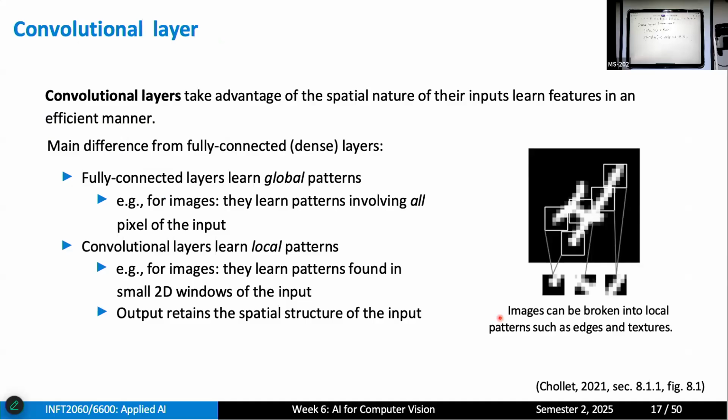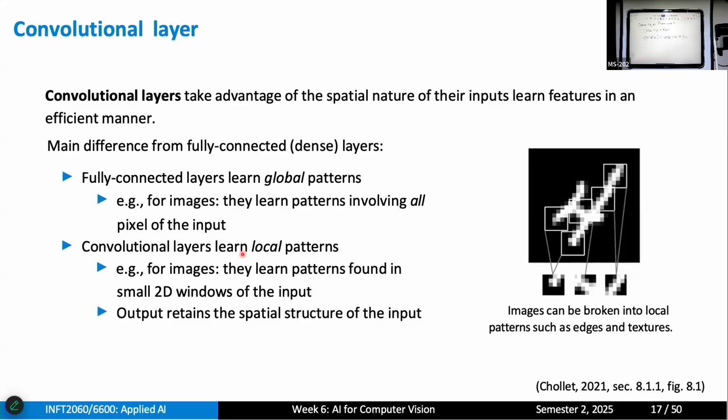The convolutional layer takes advantage of the spatial nature of its inputs and learns features in an effective manner. So it mainly differs from the fully connected layers. The fully connected layer learns global patterns. Global patterns means it summarizes and tries to map it into the labels, right? That's why it's in the dense layer, and that's why it normally sits in the final decision part. The convolutional layer tries to learn local patterns because it tries to enlarge the local things, like from a 3-channel input.